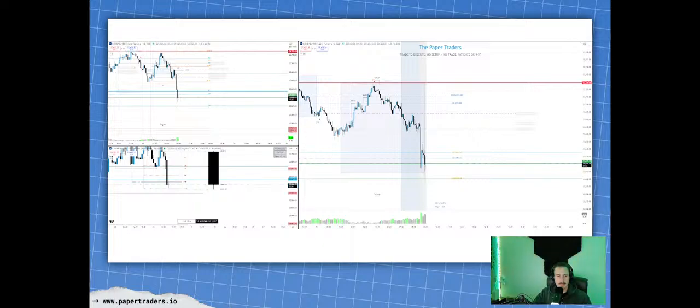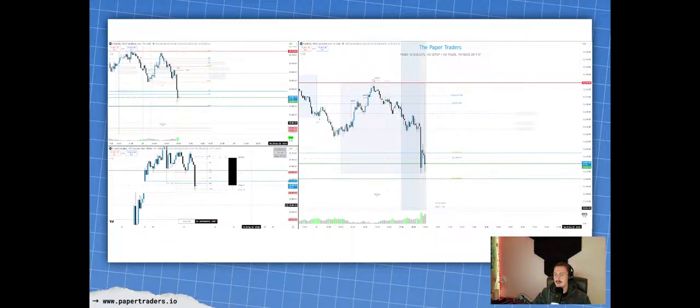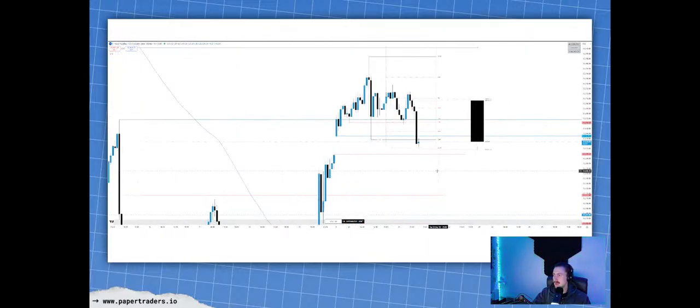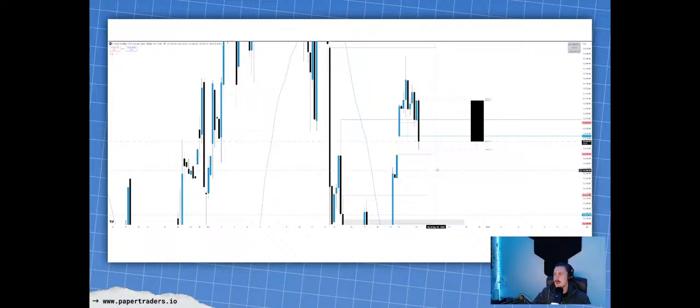If you're new here, in the morning we come in, we outline the price action, see what price did, and see what price can do going into the New York session. So let's get into it. We'll start on the 4 hour. This is already outlined inside the paper trader, so if you're in there, congratulations.